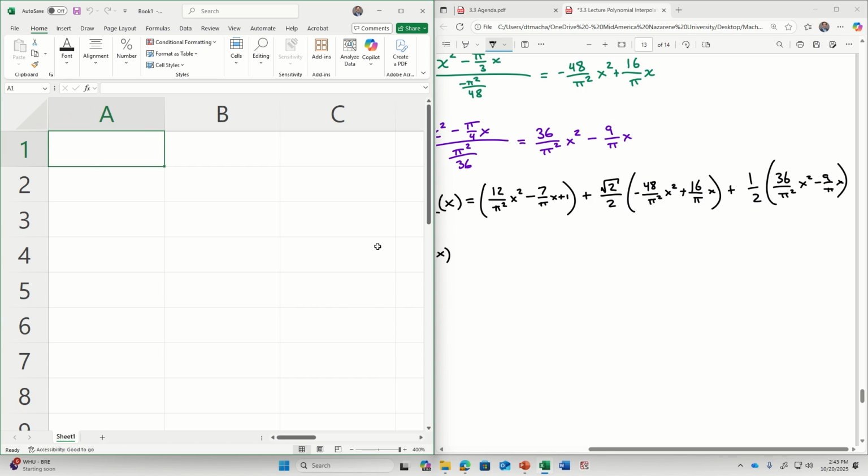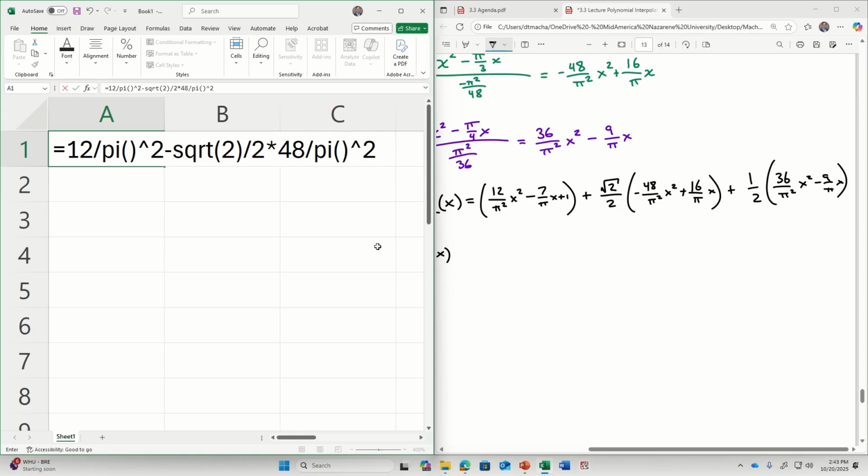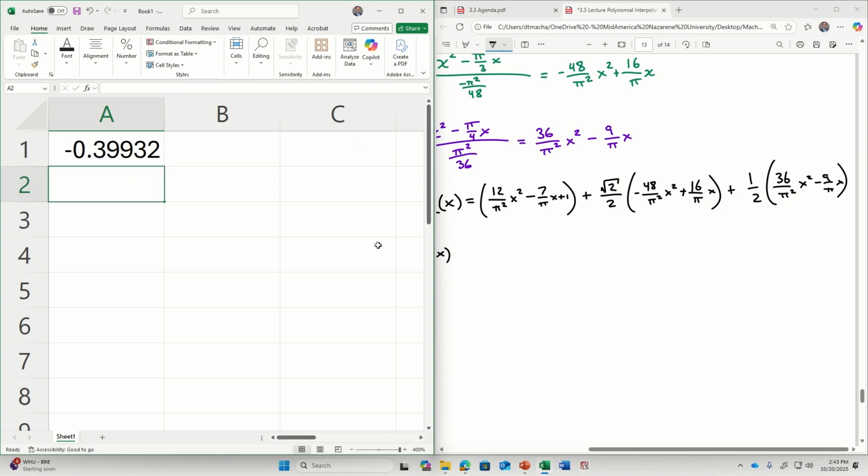All right, so for the x squareds, I've got 12 divided by pi squared minus the square root of 2 divided by 2 times 48 divided by pi squared. And then the last term here is giving me plus 36 divided by 2 divided by pi squared. And so that's the coefficient on my x squared, negative 0.39932.